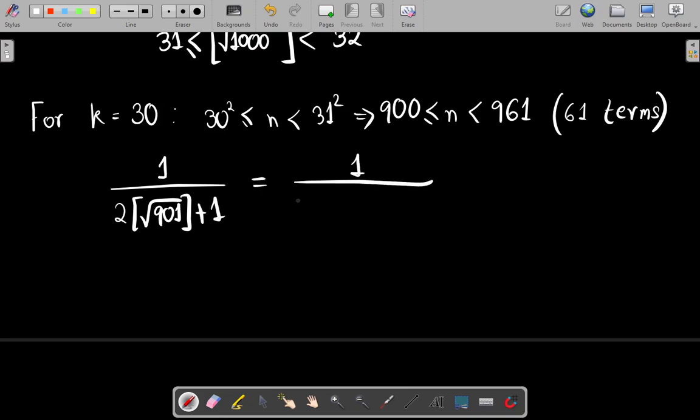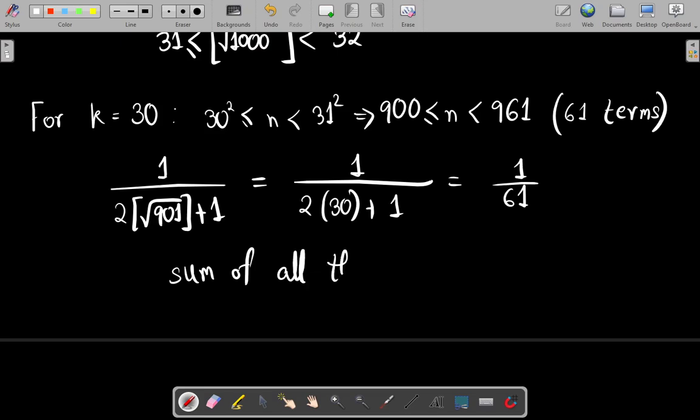This will be equal to, this is going to be the square root of 901, which is close to 30. So this will be the value 2 times 30, the greatest integer value, and this fraction will be equal to 1 upon 61. And see again, there are 61 terms here. So the sum of all these 61 terms will be again equal to 61 times 1 upon 61, right?